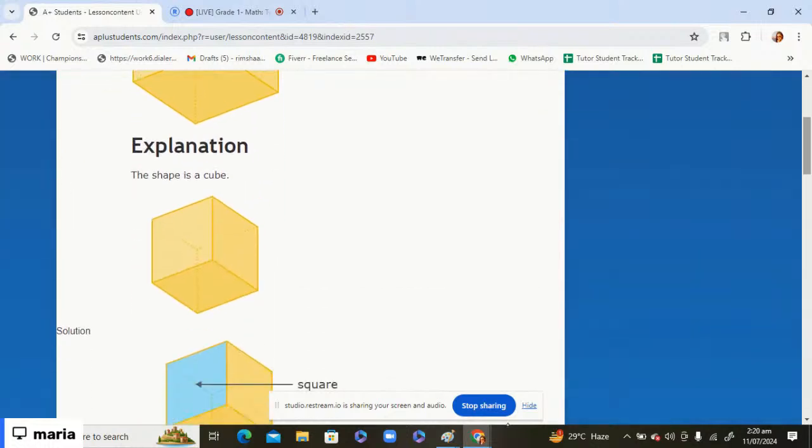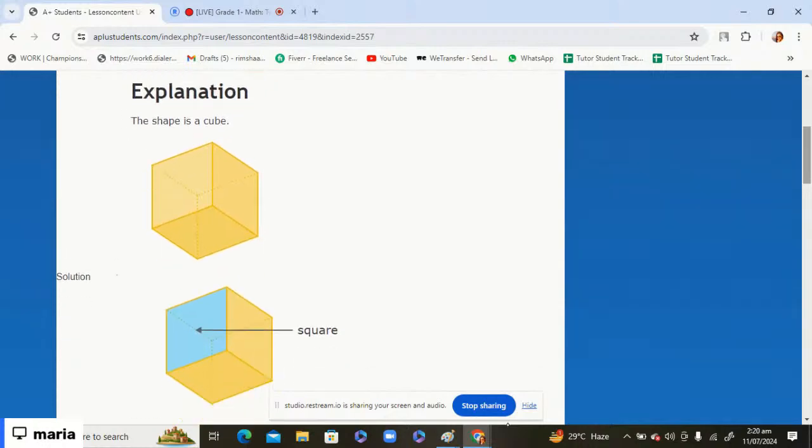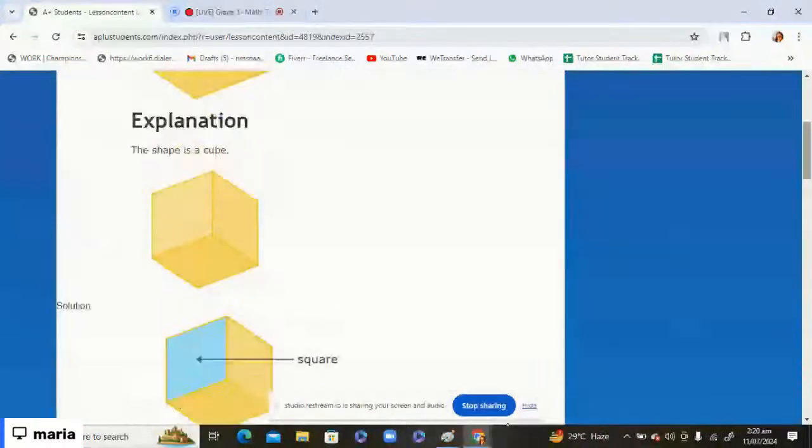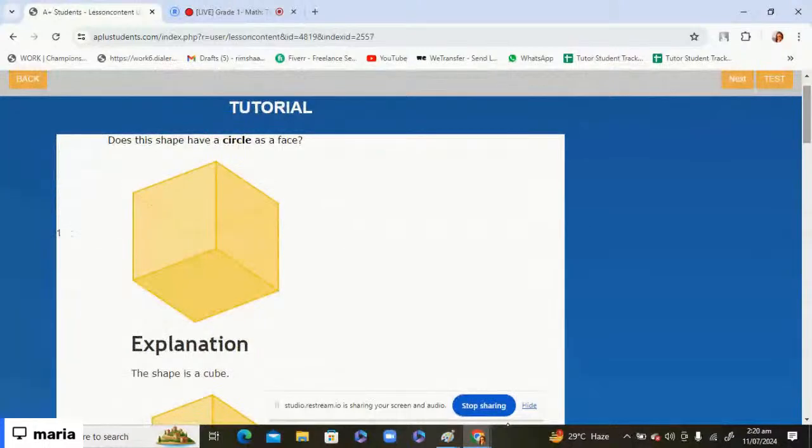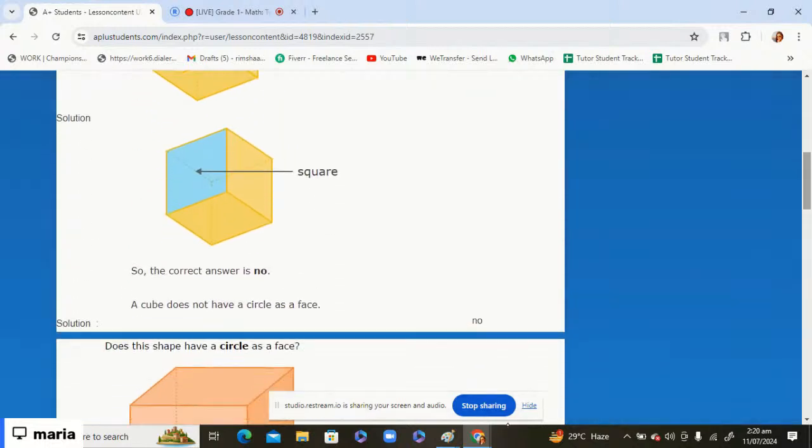So this is the shape. Look here. How many? Because look at the front side. All four sides are equal. So it means that it's the shape of a square. Got it? What is the shape of this one? It's the shape of a square. So here we go with the square shape.